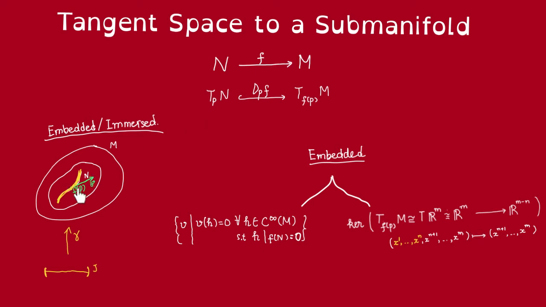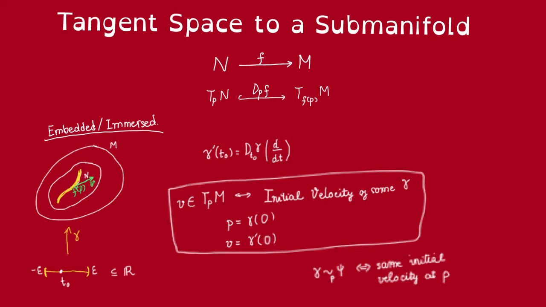So let's start with the viewpoint of tangent vectors as velocity vectors, as equivalence classes of curves. Recall that a smooth curve in M is just a map from some real interval into M. Without loss of generality, right now we're going to look at curves with domain of this form, from minus epsilon to epsilon. It then turns out that every tangent vector can be thought of as the initial velocity of some curve.